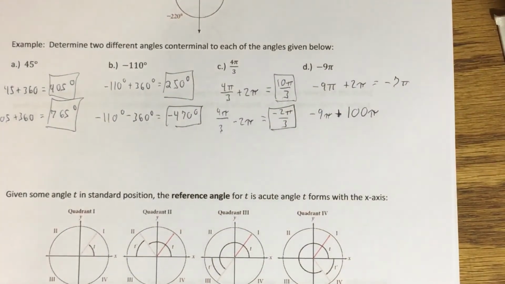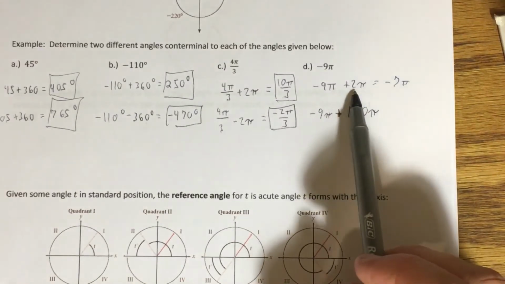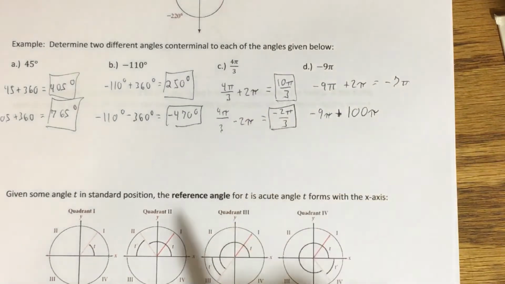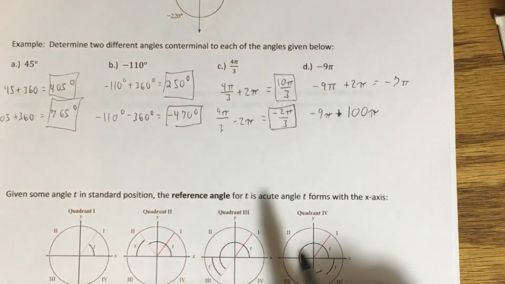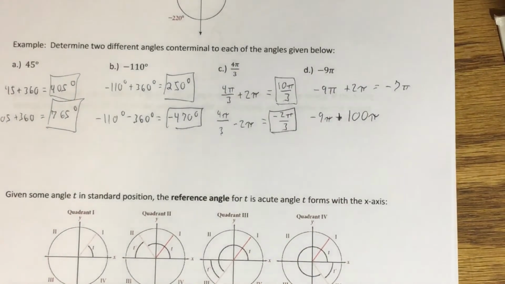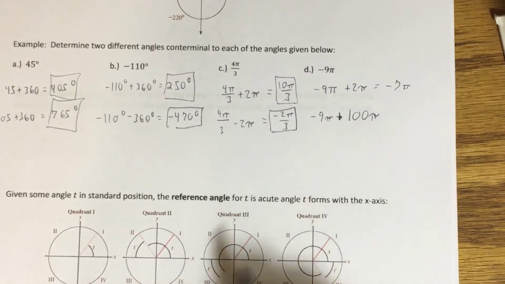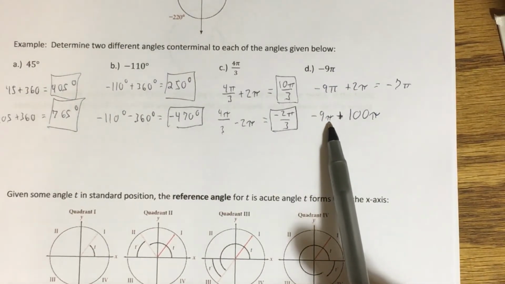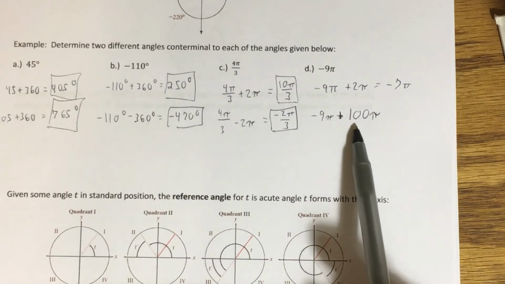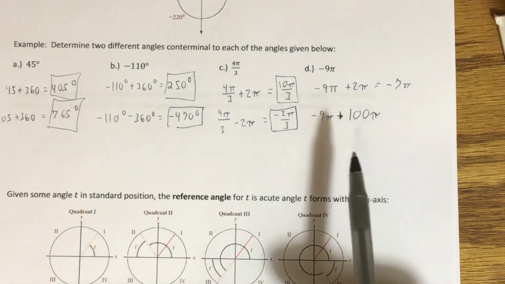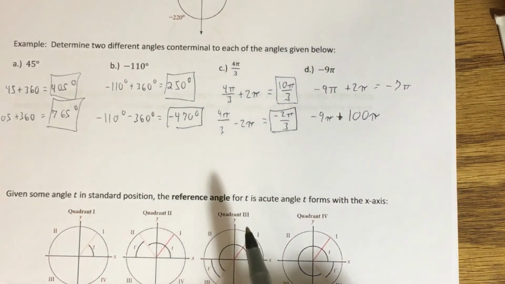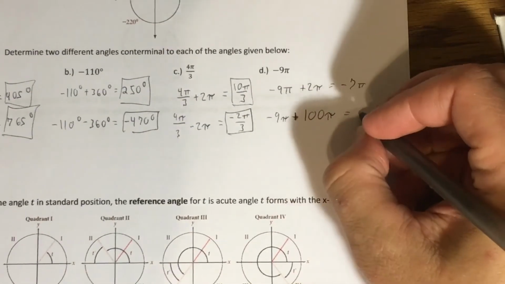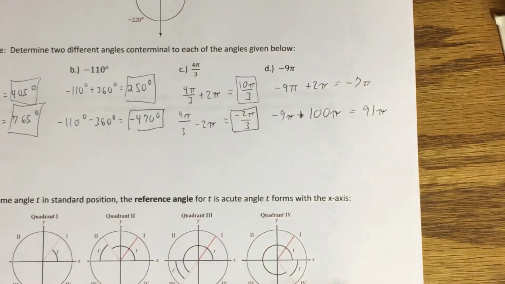Why would I do that? Well, remember, every time I add 2 pi to an angle, visually what's happening is we're making a full revolution and coming back to that terminal side. So 100 pi is the same thing as if I would have added 2 pi 50 times. Or in other words, this is like starting at a negative 9 pi radian angle and making 50 full revolutions counterclockwise and still coming back to the same terminal side. So this is just a multiple of 2 pi. This gives me 91 pi radians.